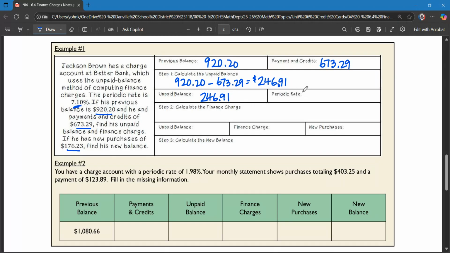And then what was our periodic rate? Our periodic rate was 7.10%. So change that to a decimal, 0.0710.